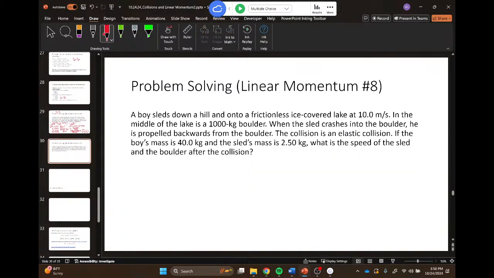A boy sleds down a hill onto a frictionless, ice-covered lake at 10 meters per second. In the middle of the lake is a 1,000-kilogram boulder. When the sled crashes into the boulder and is propelled backwards, this collision is a perfectly elastic collision. If the boy's mass is 40 kilograms and the sled's mass is 2.5 kilograms, what is the speed of the sled after the collision? Draw a picture.